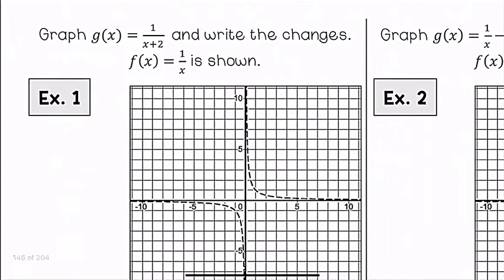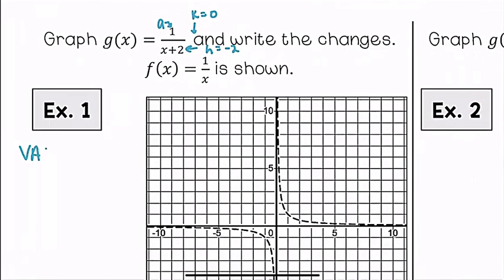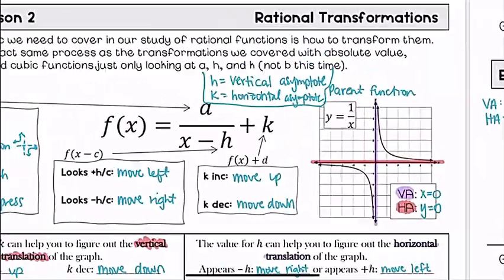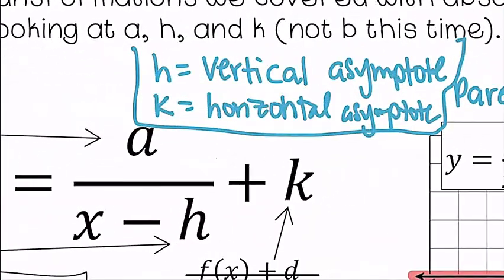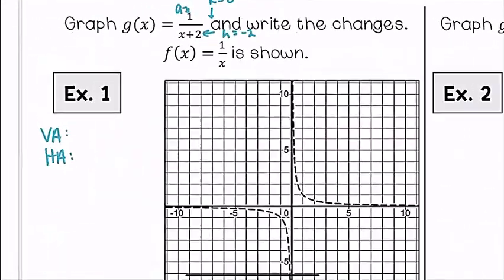So this one, it says graph g of x equals 1 over x plus 2 on number 1. Our A is 1. Our H is -2. Remember, it appears to be positive 2, but it's the opposite. And then our K is not there. So K is 0 because it would be plus 0 at the end. So I'm going to write down what we got here, vertical asymptote and horizontal asymptote. I'm just going to look over here on our last page and make sure I know which one gives me which. So it says right here, H gives us the vertical asymptote and K gives us the horizontal asymptote. I'm going to write that up at the top.